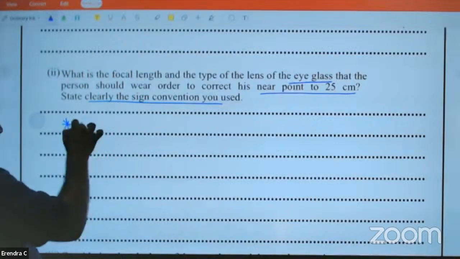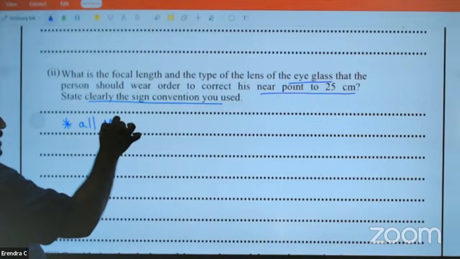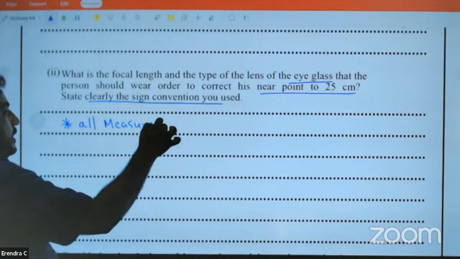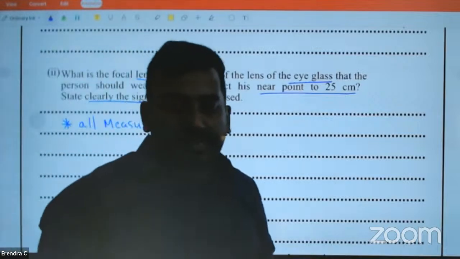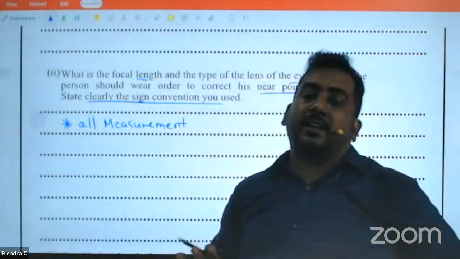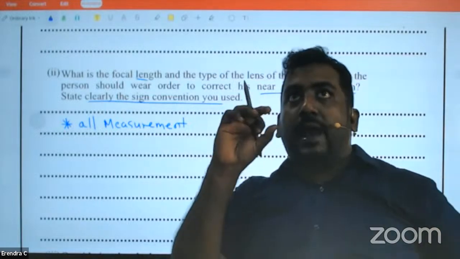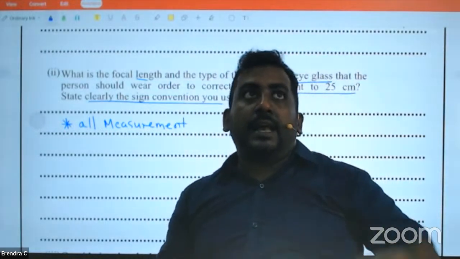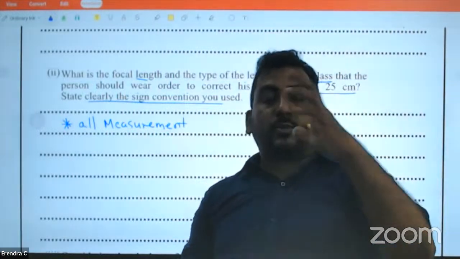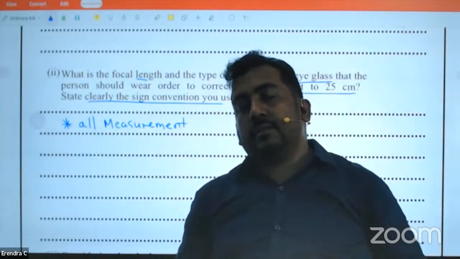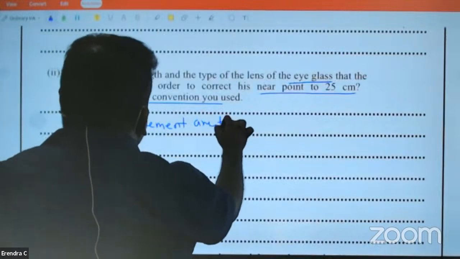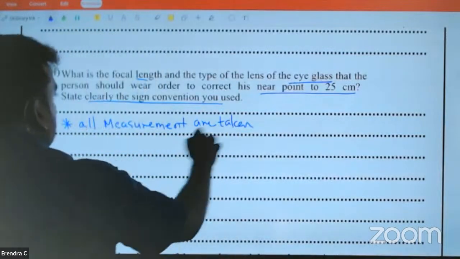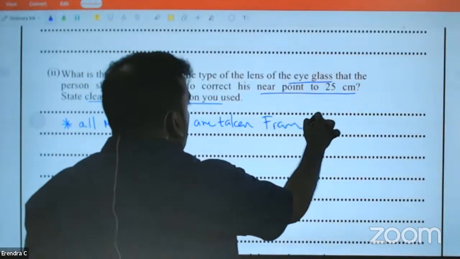Cartesian sign convention. Remember, essay question means guaranteed write the sign convention. If you don't write the sign convention, they will not give you some allocated marks. Whenever you do an optics question, guaranteed write the sign convention. All measurements are taken from the optical center.